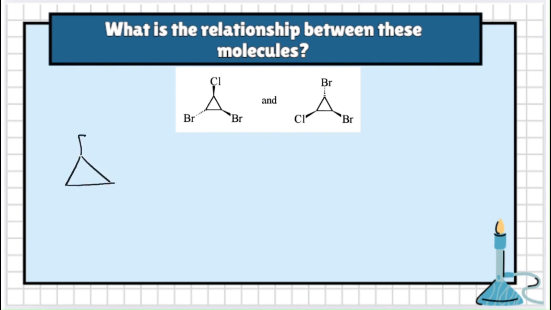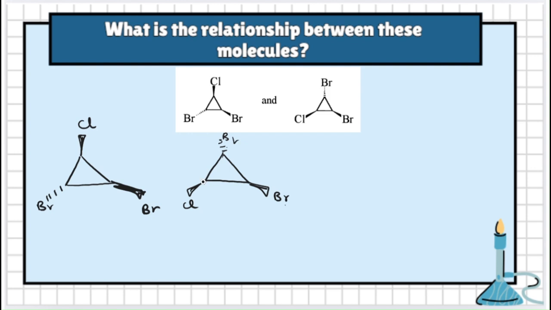The given molecule has one chlorine above the plane, one bromine below the plane, and one bromine above the plane, like this. The other molecule has chlorine above the plane here, and then bromine below the plane and bromine above the plane. That means this also has two bromines, this also has two bromines, and one chlorine here and here.